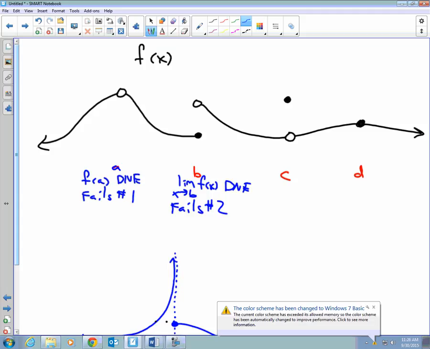Does f of c exist? If you plug c in, do you get a value? Yeah, we'll pick up when you guys get back.